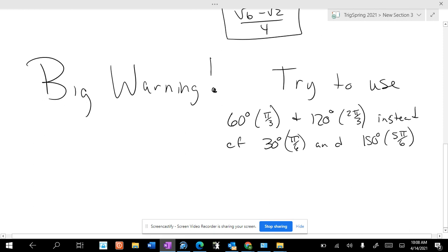Because what is the tangent of 60 degrees equal to? Well, looking on your unit circle, the sine of 60 degrees is square root of 3 over 2. The cosine of 60 degrees is 1/2. So if we multiply both the top and bottom by 2, it's just a square root of 3, right?